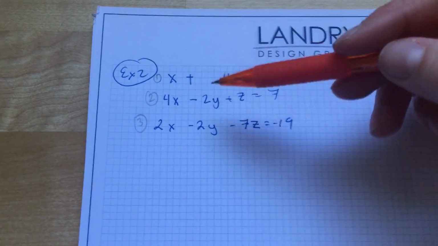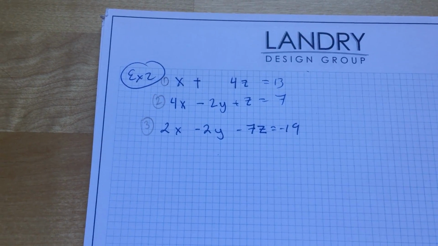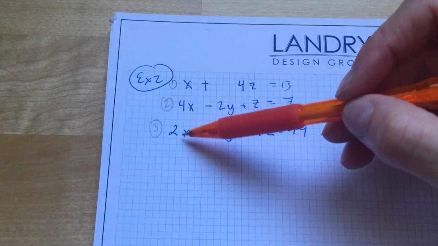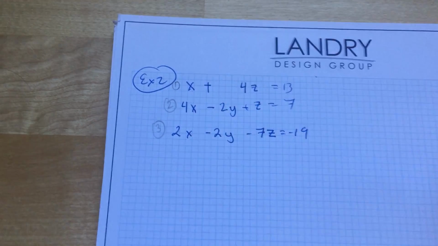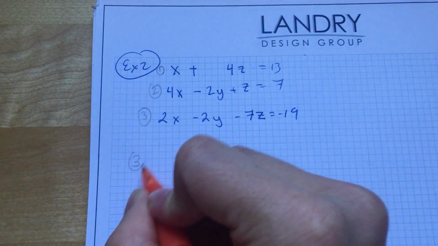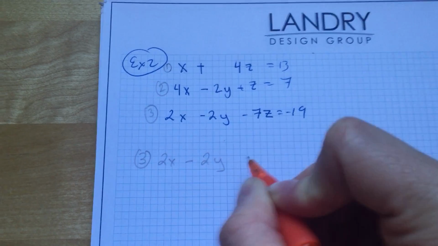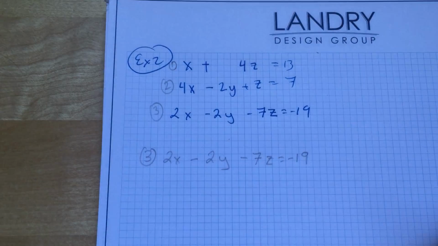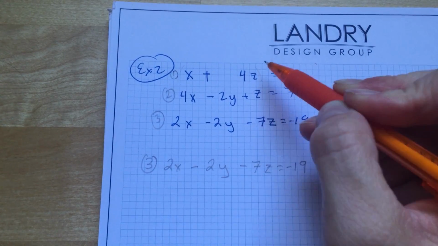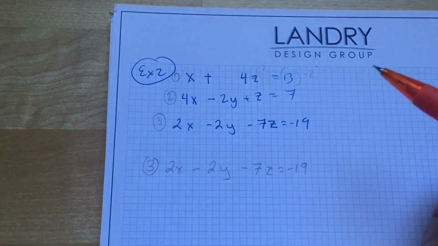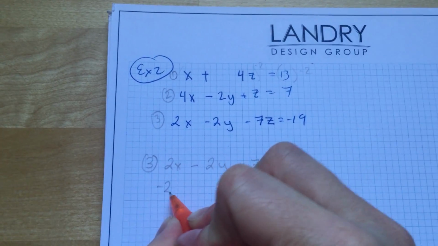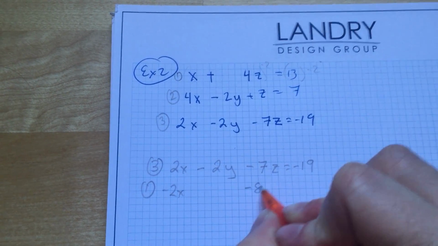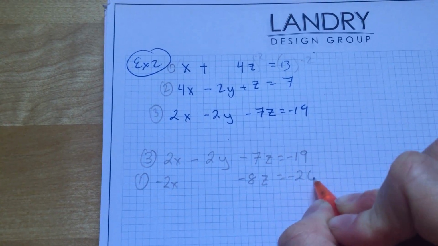Again, x's look a little bit easier to eliminate, but it is up to you what you want to do. So I'm going to manipulate my first equation so that I can use it with my third equation. My third equation is 2x minus 2y minus 7z equals negative 19. If I manipulate this equation by multiplying both sides by negative 2, negative 2 times x will be negative 2x. First equation: I don't have any y's, so I don't have to worry about that. Minus 8z is equal to negative 26.